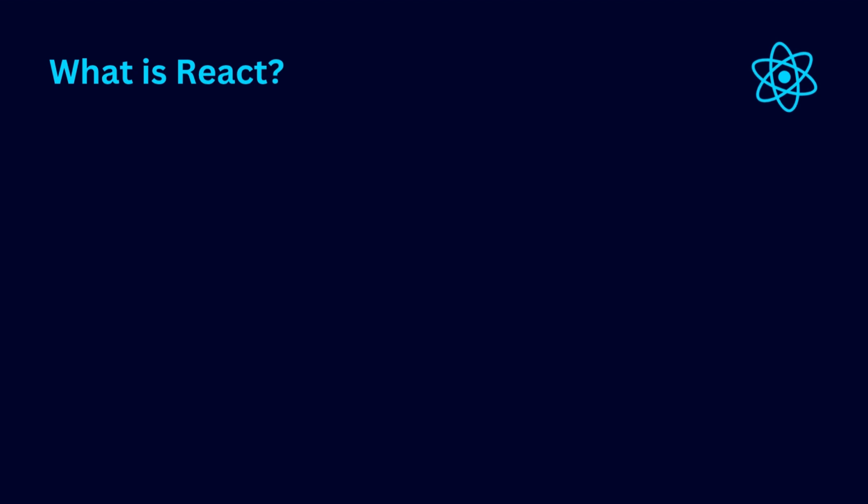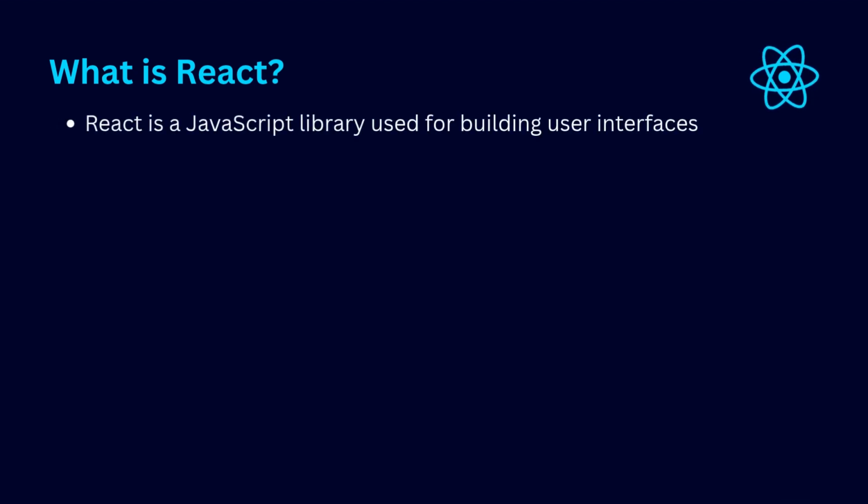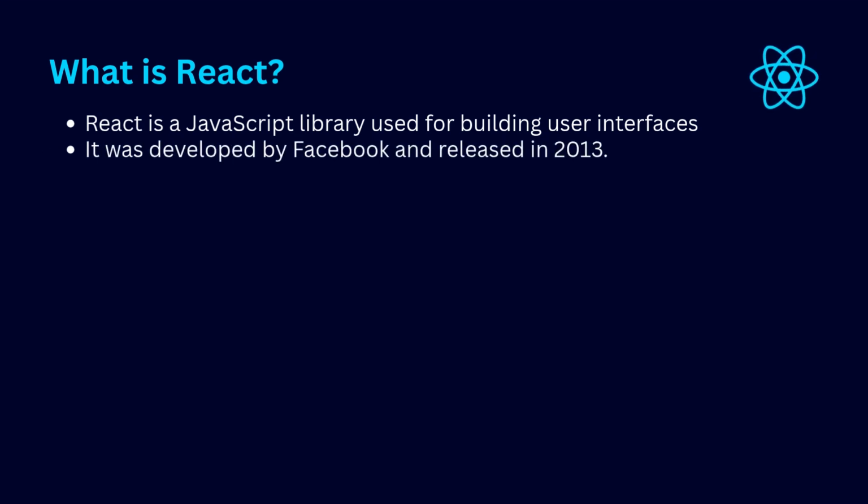What is React? React is a JavaScript library used for building user interfaces, especially for single-page applications where speed, interactivity, and responsiveness matter most. It was developed by Facebook and released in 2013. Today it's maintained by Facebook and the open source community.